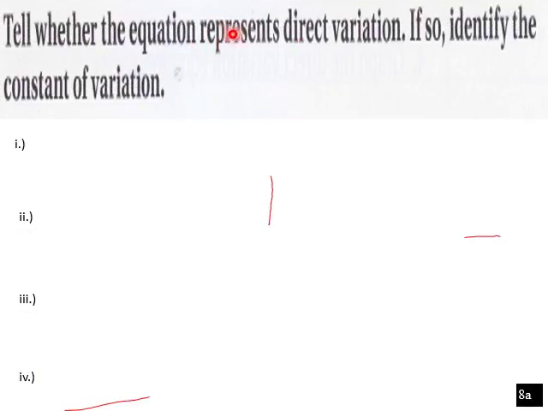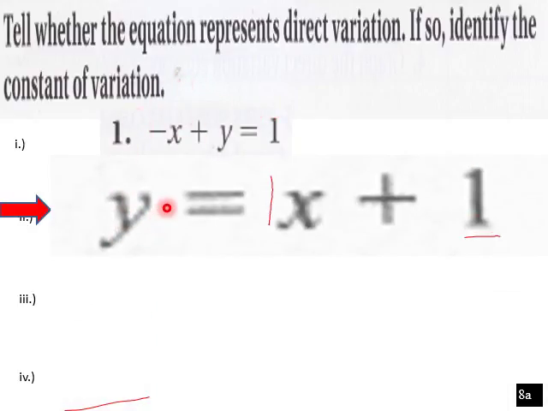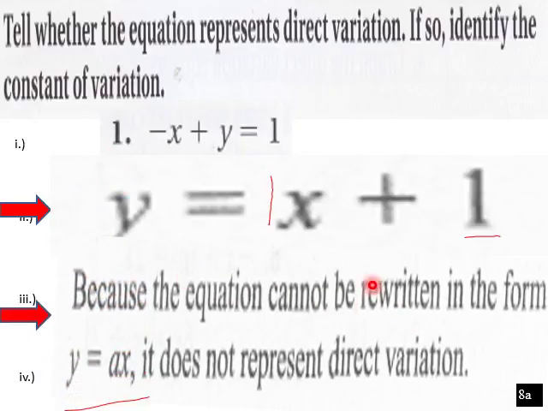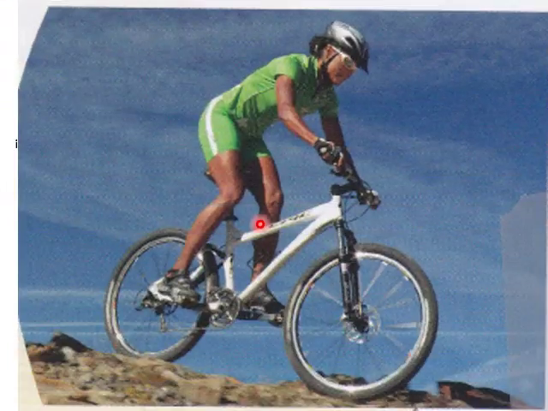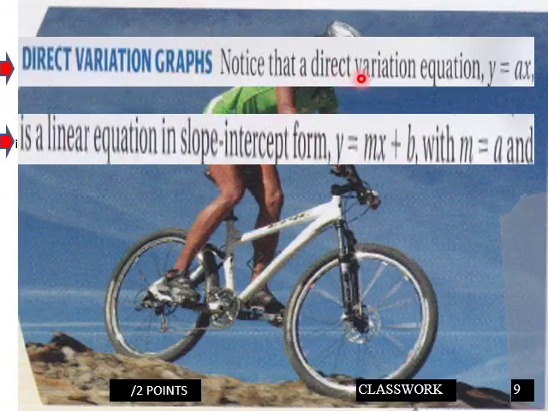Okay, tell whether the equation represents direct variation. If so, identify the constant of variation. For this guided practice here is our equation. And when we solve for y, we have y equals x plus 1. This moves over here. It's positive. Because the equation cannot be rewritten in this form, y equals ax, it does not represent direct variation. No direct variation here.